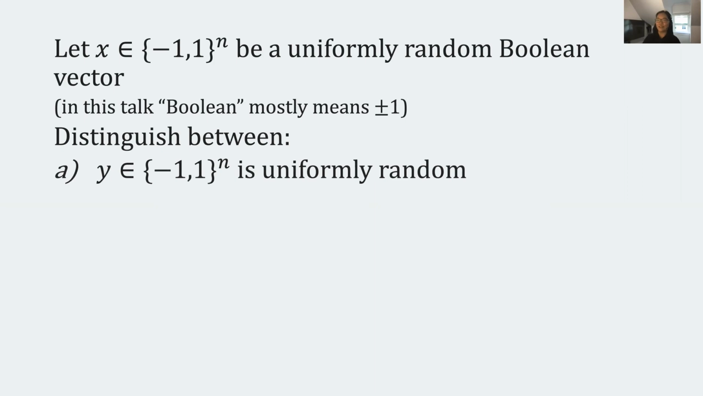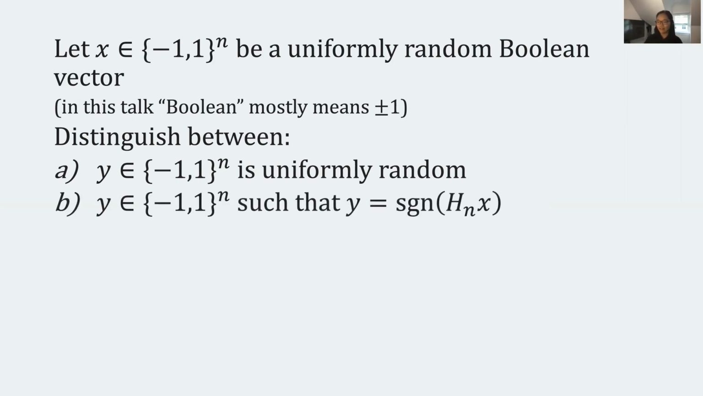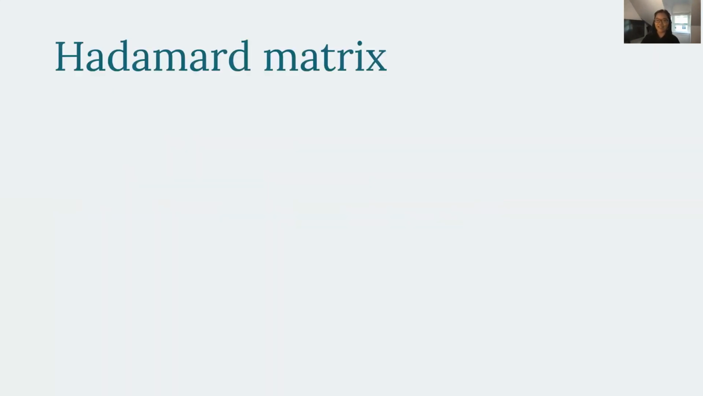Firstly, I draw y from plus minus 1 to the n, independent from x and uniformly random. And the second distribution is that I take y from plus minus 1 to the n such that y is equal to the sign of the Hadamard transform of x. So Hn is just some change of basis matrix, which I'll define right now.